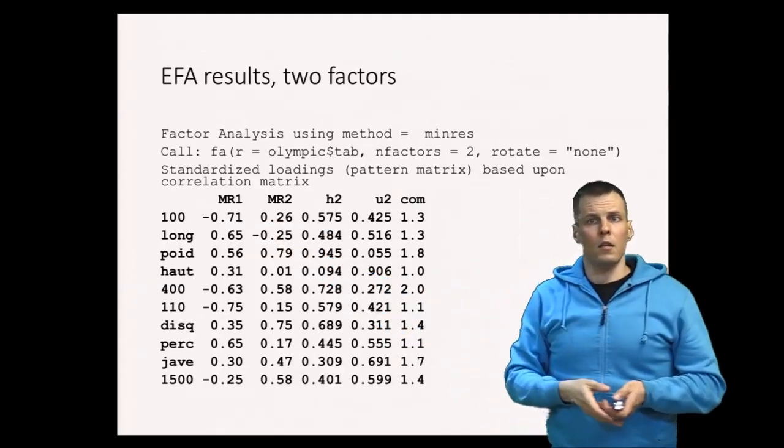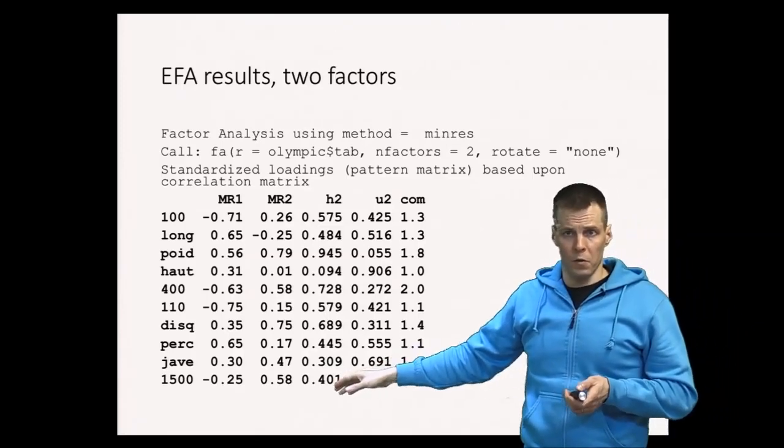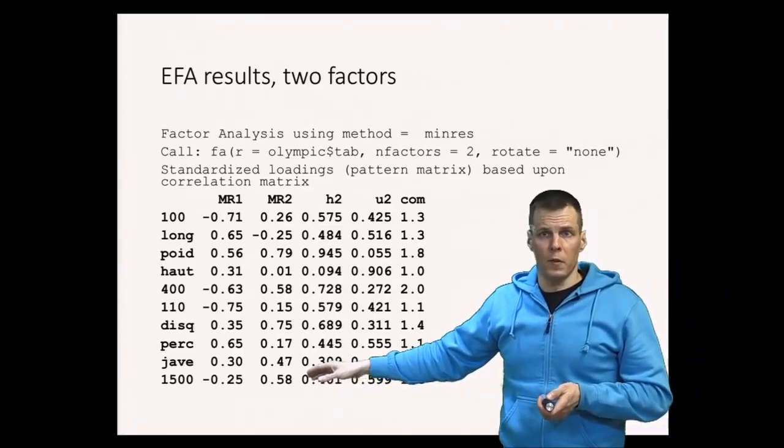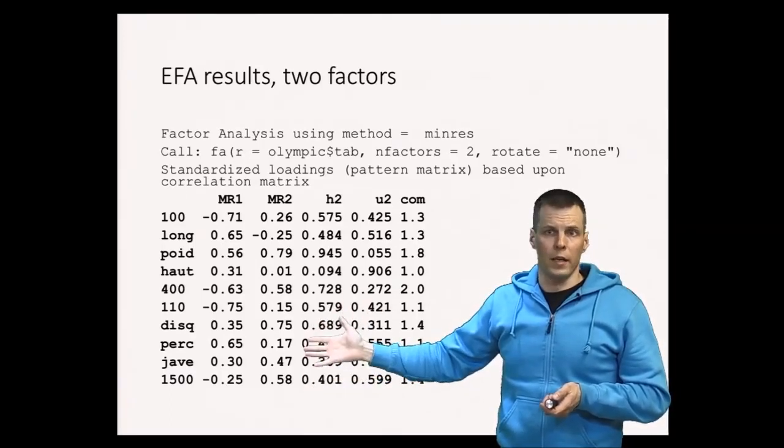So let's just take a look at the first factor now. Here in the first factor, we identify that some of the indicators have negative factor loadings. We have to understand why that is the case.